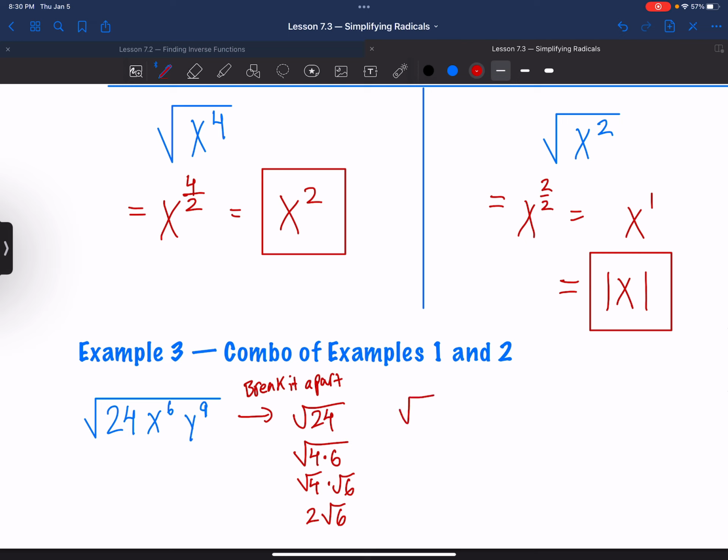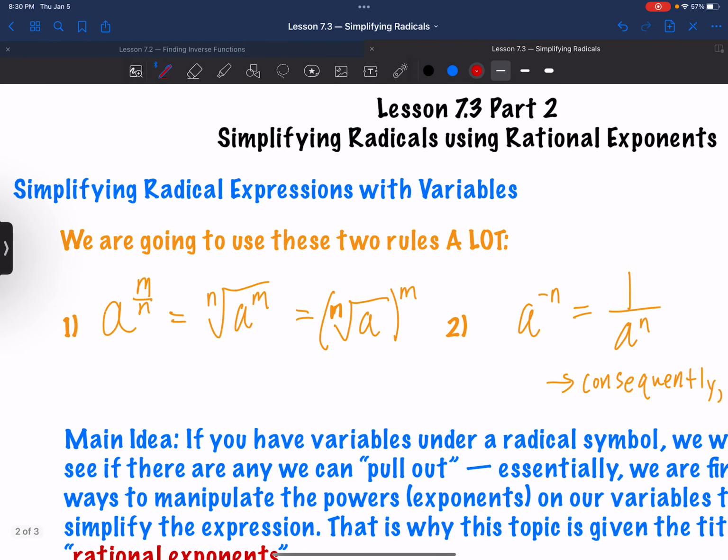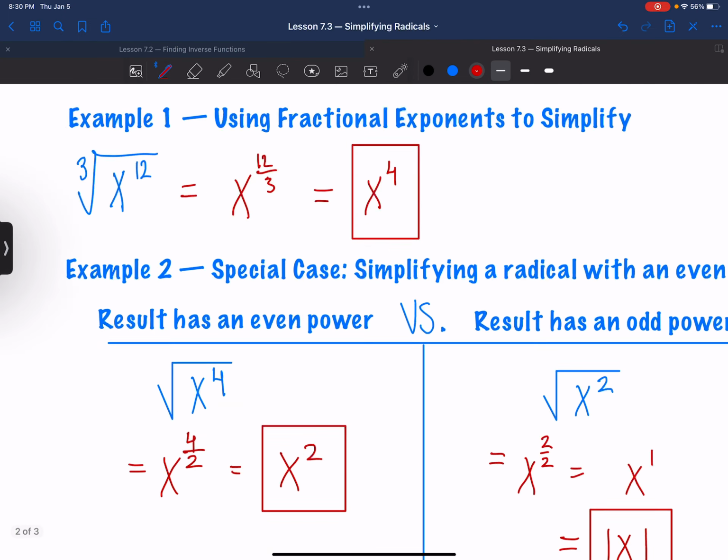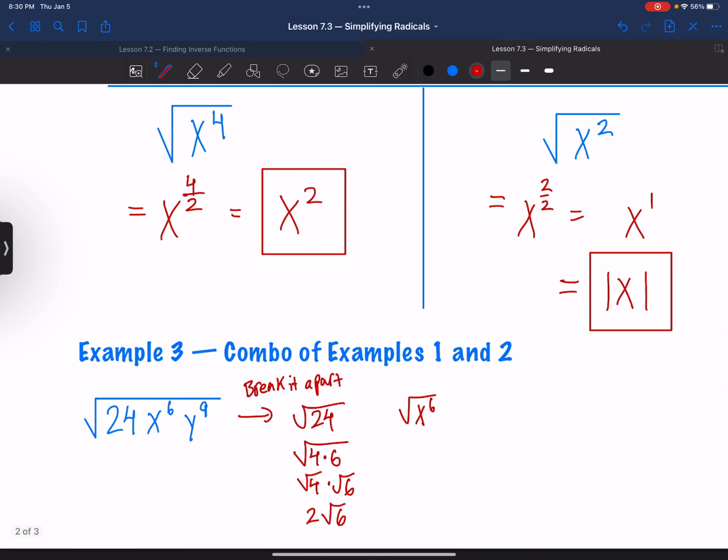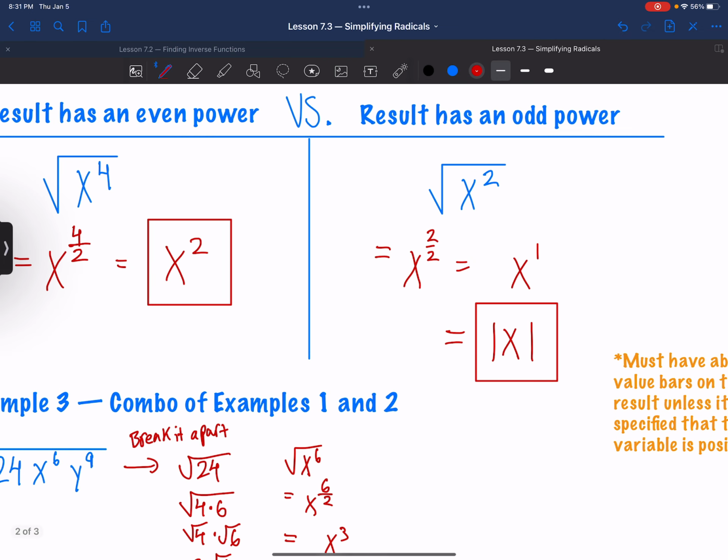Now I'll analyze square root of x to the 6th. Well, using what we just did, using rule number 1, which is up here in gold, right? That rule number 1 right there. The power is 6 and the index is 2 because it's a square root. So this is like saying x to the power of 6 over 2, which of course is x cubed. But hey, what did we just talk about? Special case, right? I've taken a square root.